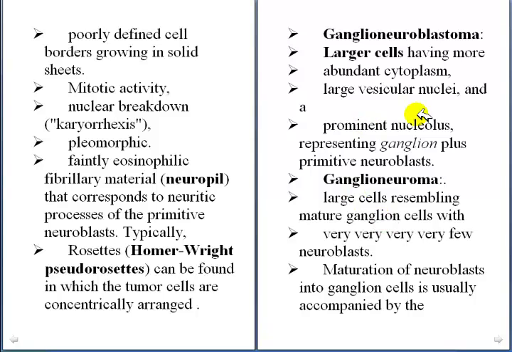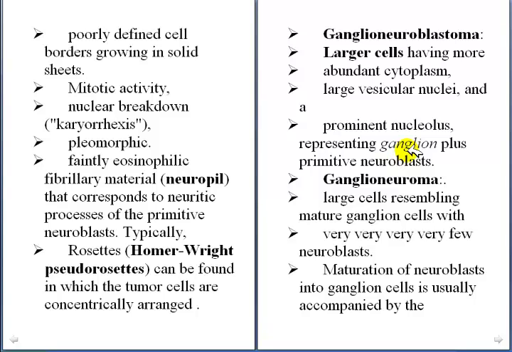Now let us discuss ganglioneuroblastoma. The ganglioneuroblastoma has actually larger cells having more abundant cytoplasm than what was present in the neuroblastoma. They have large vesicular nuclei, and they have prominent nucleoli, representing ganglion cells. Okay, so those large cells, large vesicular nuclei, and prominent nucleoli actually represent the ganglion cells. And because you would also find a small amount of primitive neuroblasts as well, that's why it's called ganglioneuroblastoma. So this is the second type of neuroblastic tumor that we have discussed here.